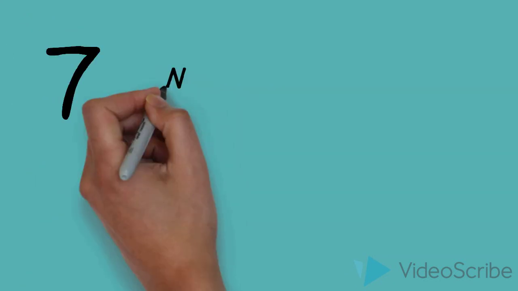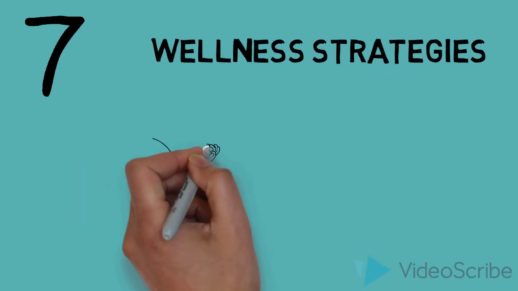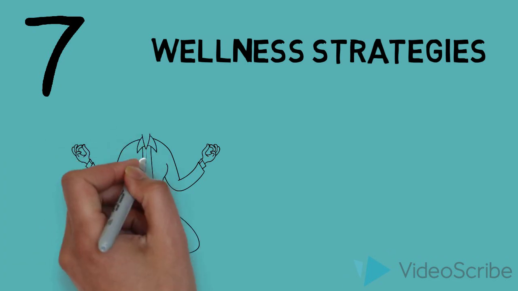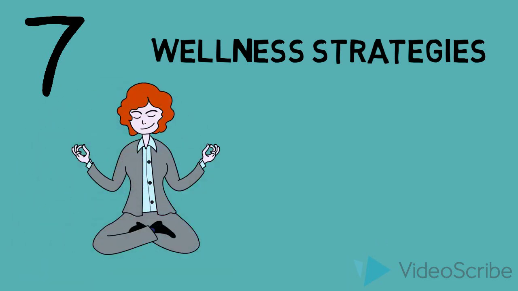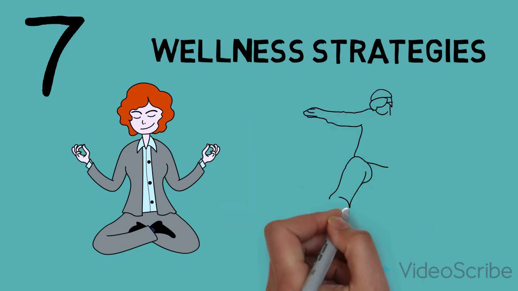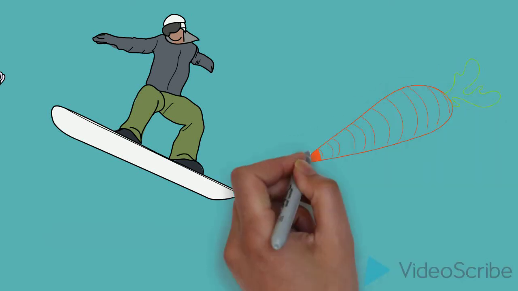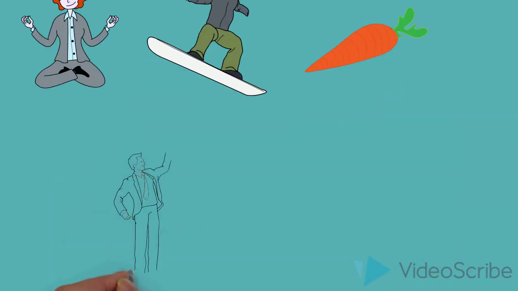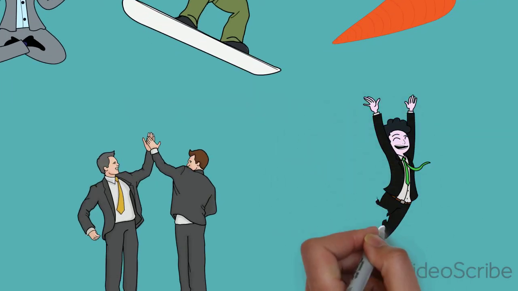The seventh and last stage is wellness strategies. This stage involves components of prevention, education, and health promotion. Wellness strategies include lifestyle and mindset elements, such as a strong sense of personal responsibility, physical fitness, proper nutrition, positive outlook, critical thinking, and an openness to new discoveries.